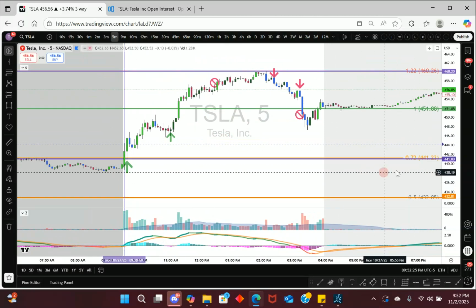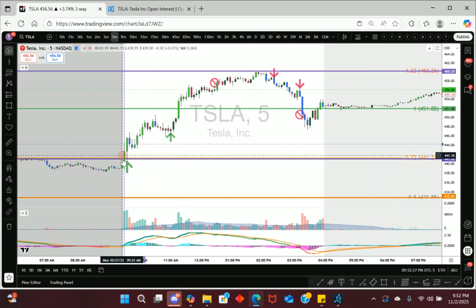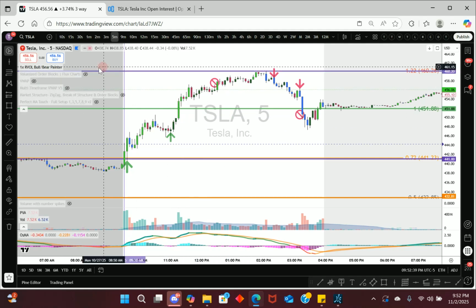The 72 level is institution orders, and these bright green candles are where the relative volume is over 1. This is a special indicator that I made, and you can download this on TradingView for free.